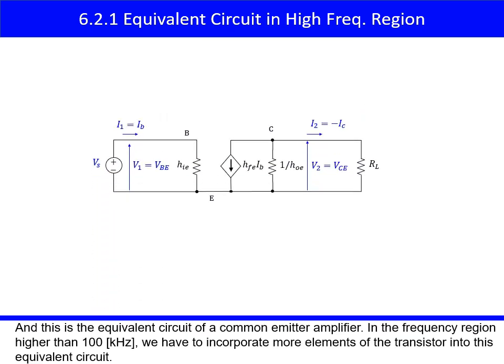And this is the equivalent circuit of a common emitter amplifier. In the frequency region higher than 100 kHz, we have to incorporate more elements of the transistor into this equivalent circuit.